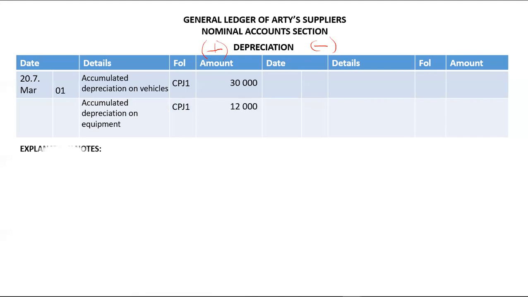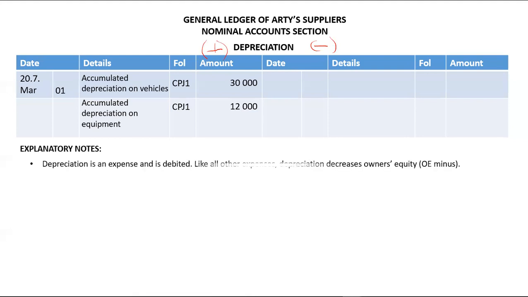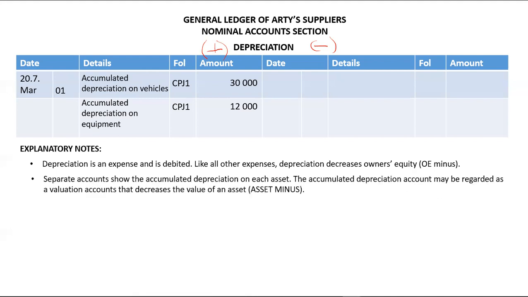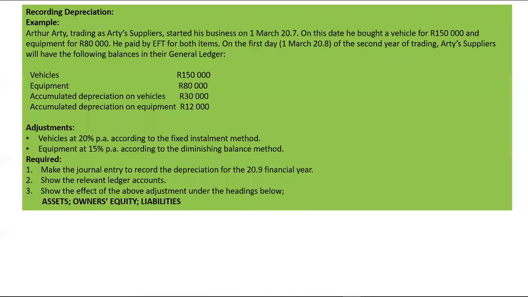Okay, and the explanation is simply that depreciation is an expense and is debited. Like all other expenses, depreciation decreases owner's equity. That is, owner's equity will be minus. All right. And separate accounts show the accumulated depreciation on each asset. The accumulated depreciation account may be regarded as a valuation account that decreases the value of your asset. That's why the accumulated depreciation account increases on the credit side. I'm going to continue with the same example and show you what will happen when we have accumulated depreciation on those two assets.